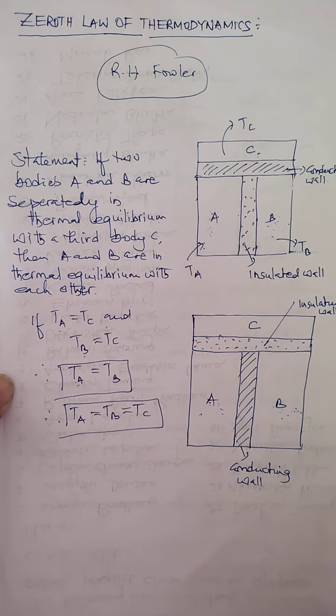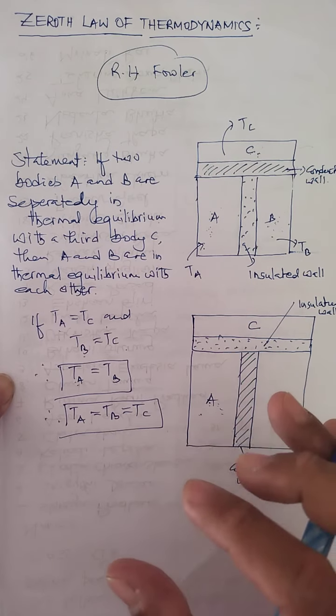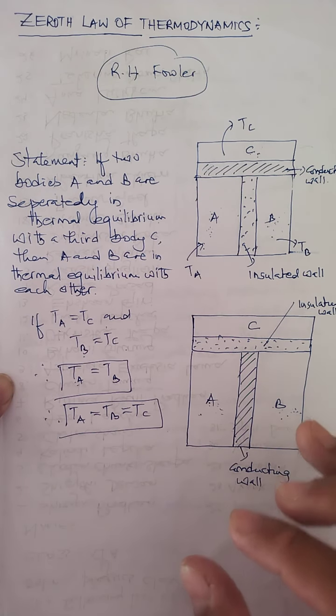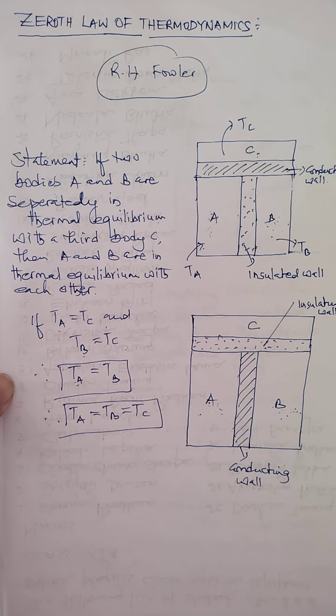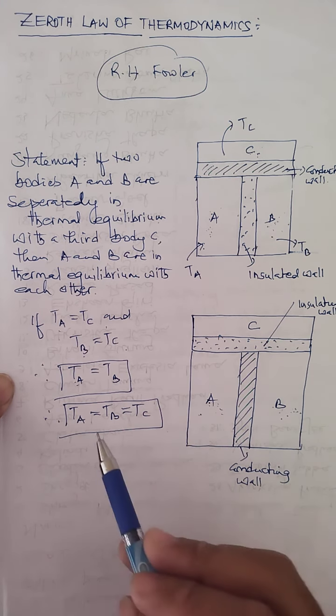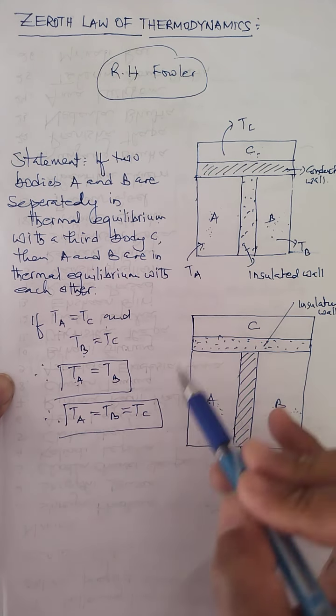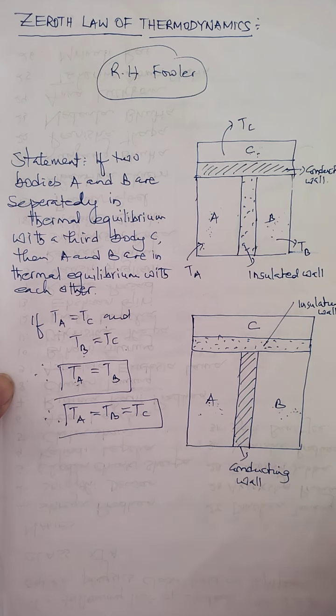Now the next thing that we need to keep in mind, children, is that all those bodies which are in thermal equilibrium have a common what? Property whose value is the same for all the bodies. Like the temperature, which measures the degree of hotness or coolness, is the same for all the bodies. So that's why we call this property temperature.